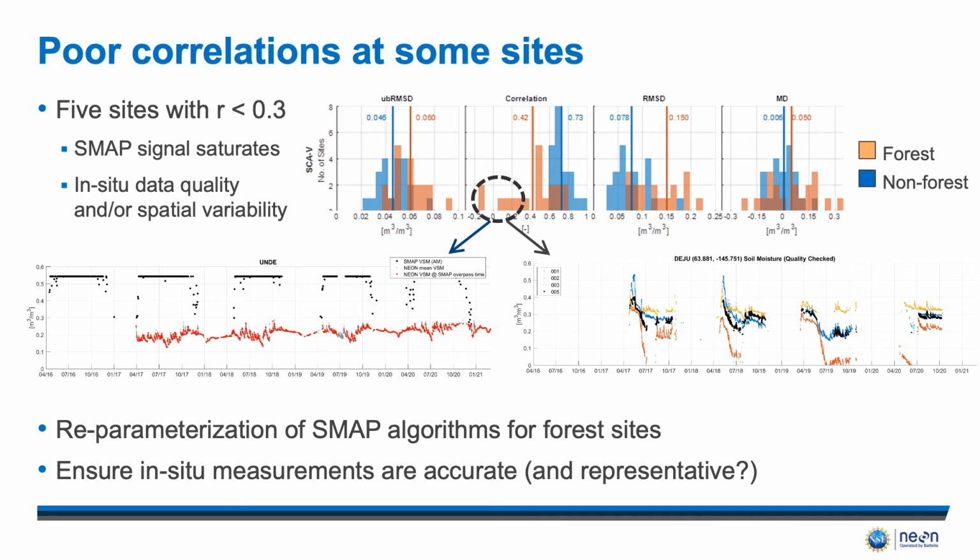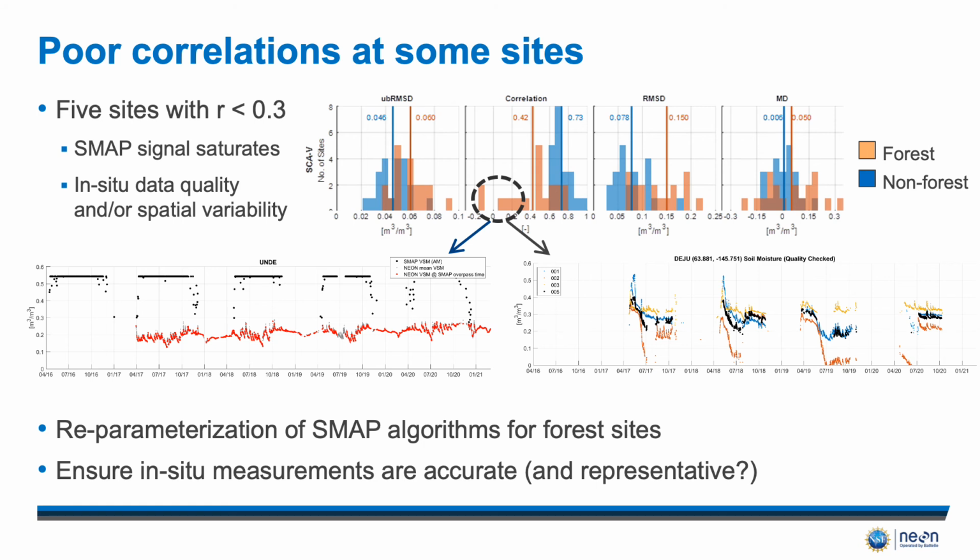So again, that's kind of indicating that the SMAP algorithms are not well parameterized for these sites and perhaps forested sites generally. The other issue that we saw, which we saw at 2 sites, was particularly large variation in soil moisture among the different NEON soil plots. And so that either could indicate data quality issues, perhaps one of the sensors wasn't working properly or had a poor installation, or perhaps just there's particularly high spatial variability at those sites. But again, there's something that we could do to improve that.